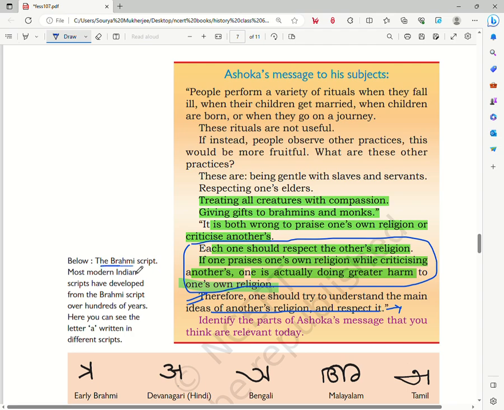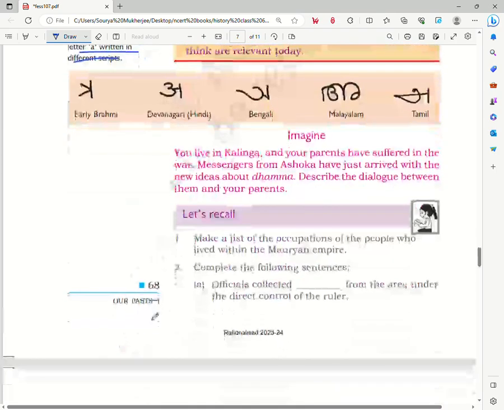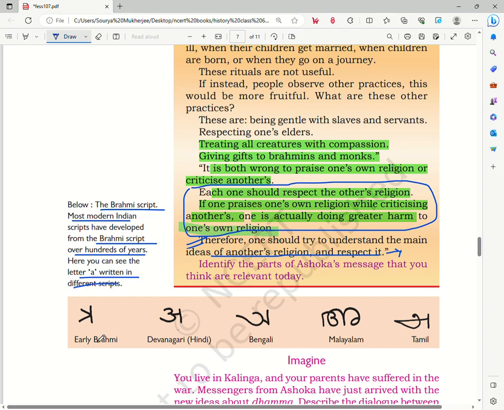Below the Brahmi script, the most modern Indian scripts have developed from the Brahmi script over hundreds of years. Here you can see the letter A written in different scripts. You can see that this is the early Brahmi script. The Brahmi script was the ancient script from which different modern scripts have slowly developed. A script is basically the written form of a language. When we speak it, it is the spoken form, the language, and when we write it, we use symbols, and those symbols form a script.